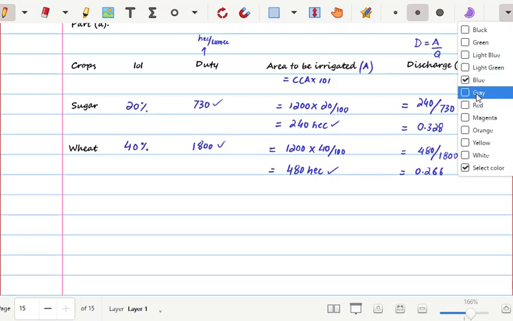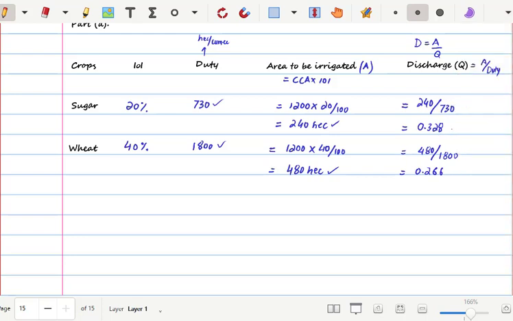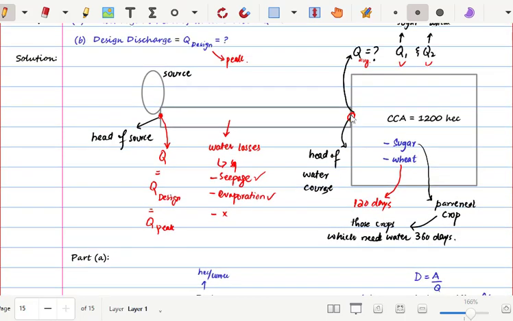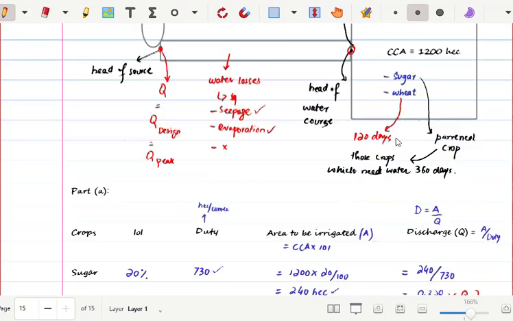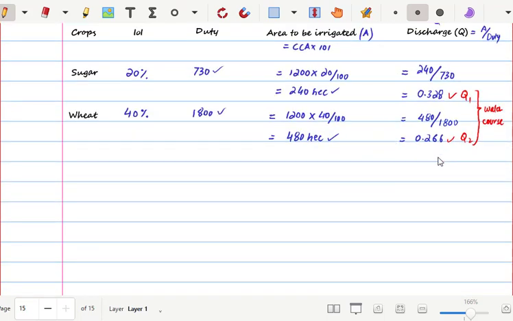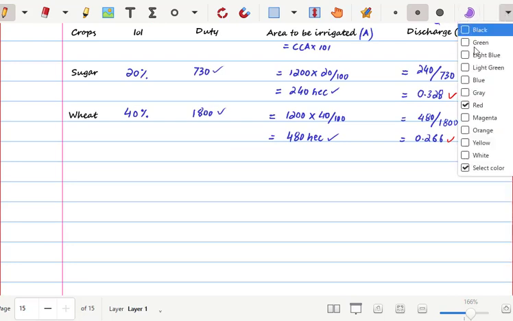So as we said that we need to find out the discharge Q1 for sugar and Q2 for wheat. These are the discharges at our water course. Right, as we have mentioned here at the water course, you can see this. Here we need Q1 and Q2 for sugar and wheat. So the values of Q1 and Q2 are going to be this. But what we are asked to find out is the total discharge at water course, right?